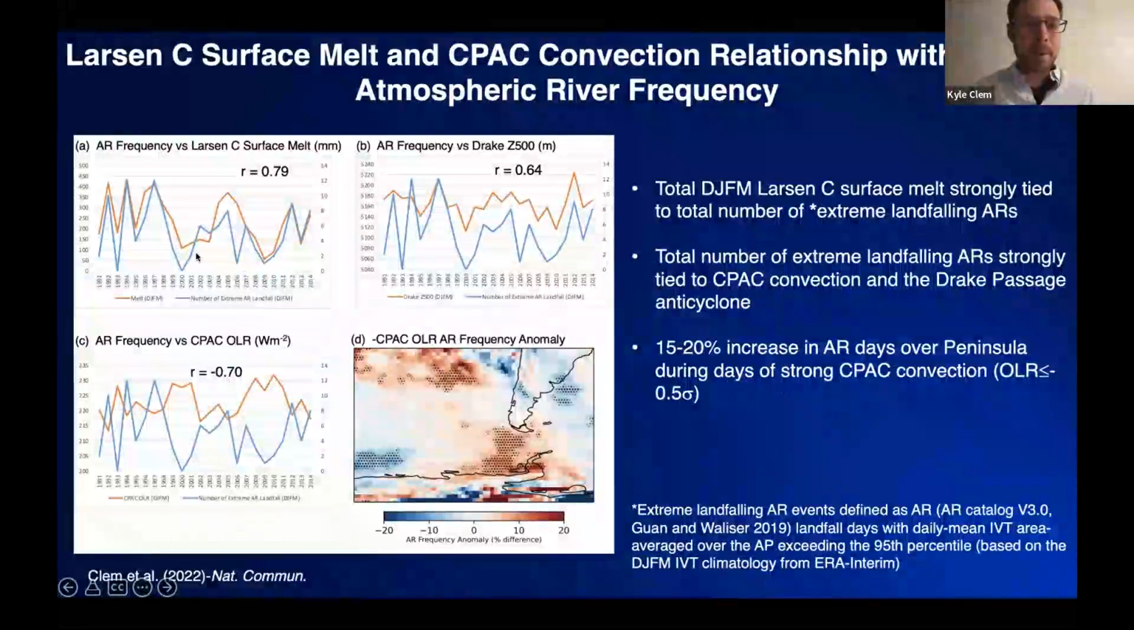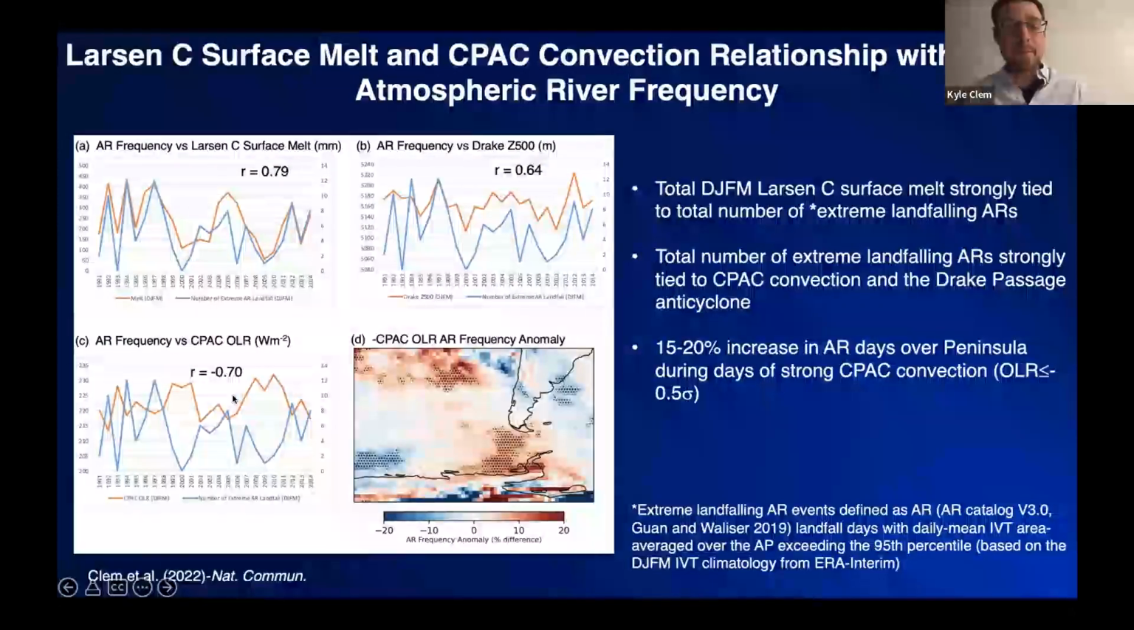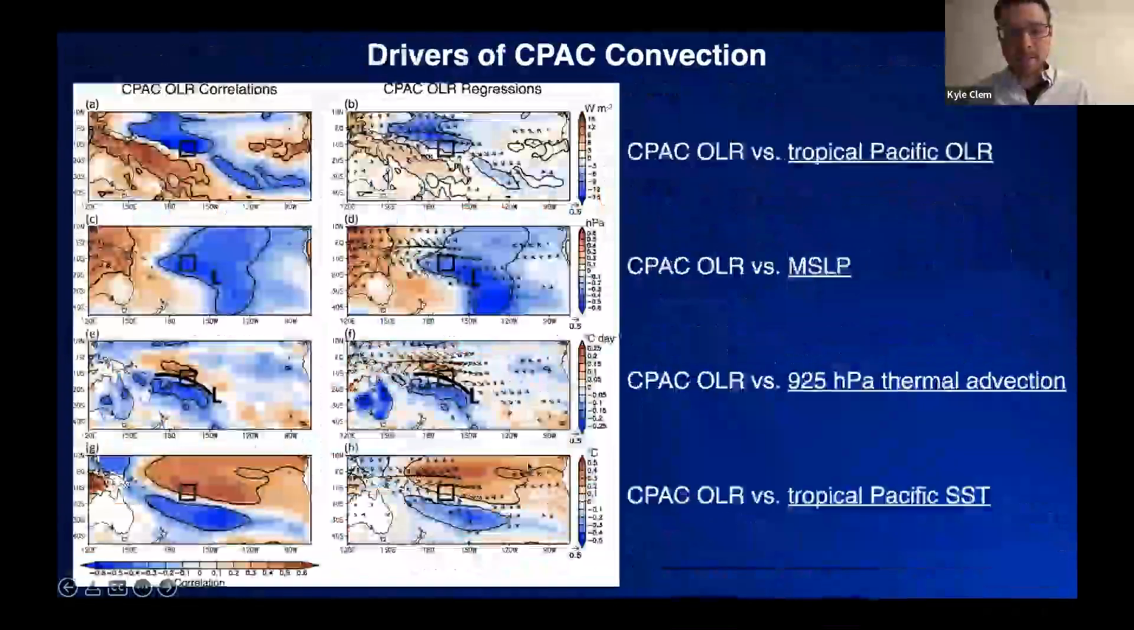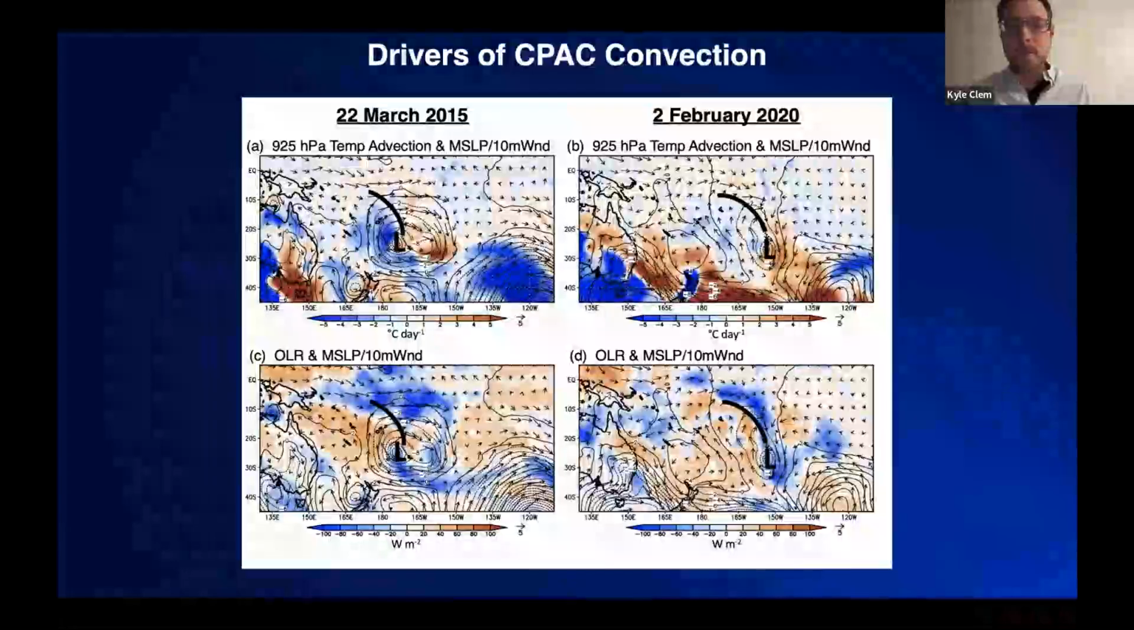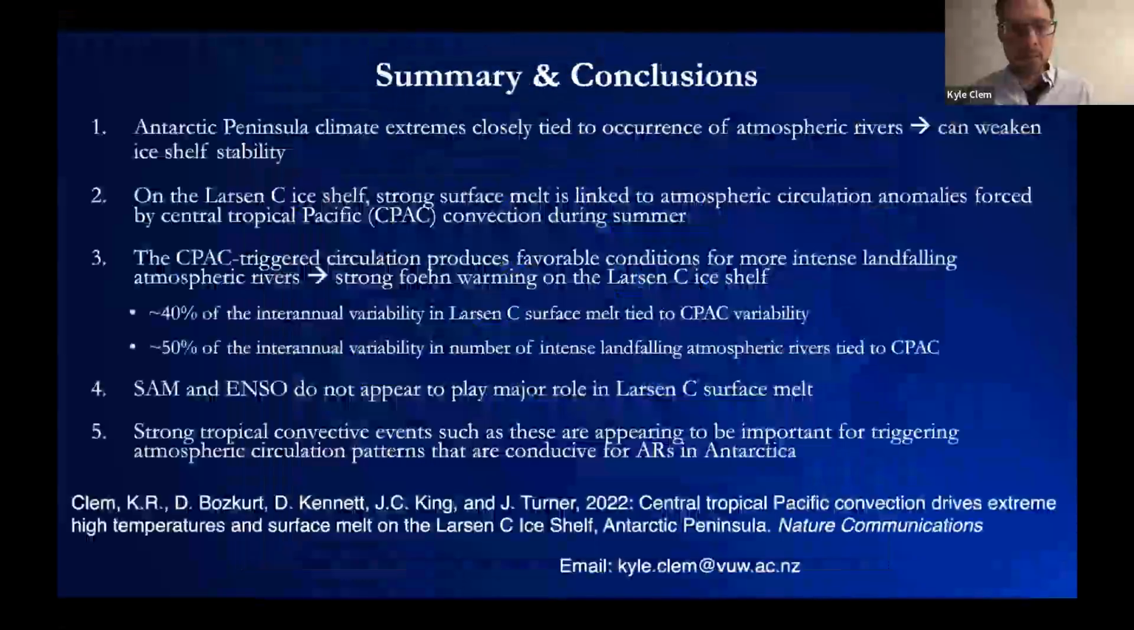And we found that both Larsen Sea surface melt and increased convection in the tropical Pacific are associated with enhanced frequency of intense atmospheric river landfalls. And so when you have deep convection, you get an increase in intense landfalling atmospheric rivers. This is just what triggers the convection. We'll stop there.